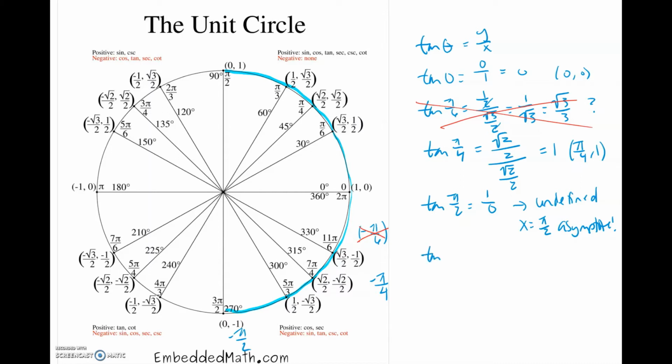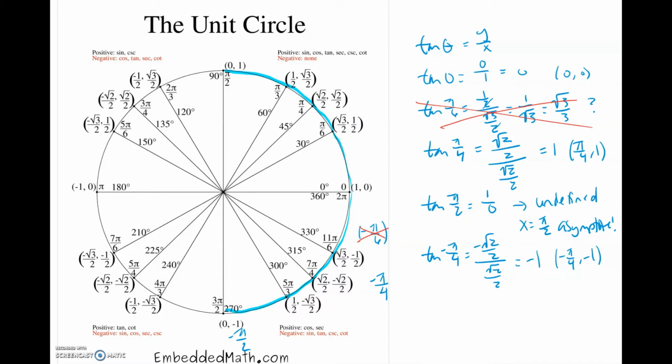If I'm looking at tangent of negative pi over 4, that's going to be negative root 2 over 2 over root 2 over 2, which is the same thing as negative 1 over 1, which simplifies down to negative 1. So we have another nice easy coordinate, negative pi over 4 comma negative 1. So you can see how it just continues.